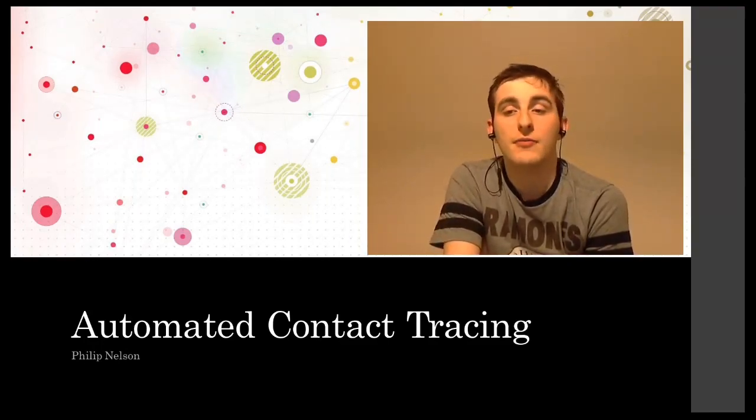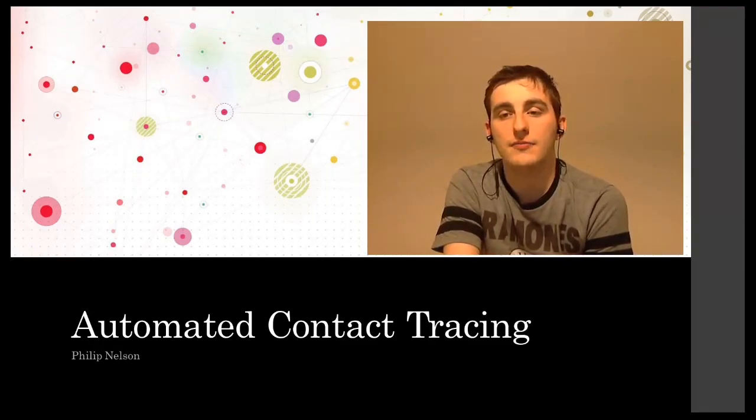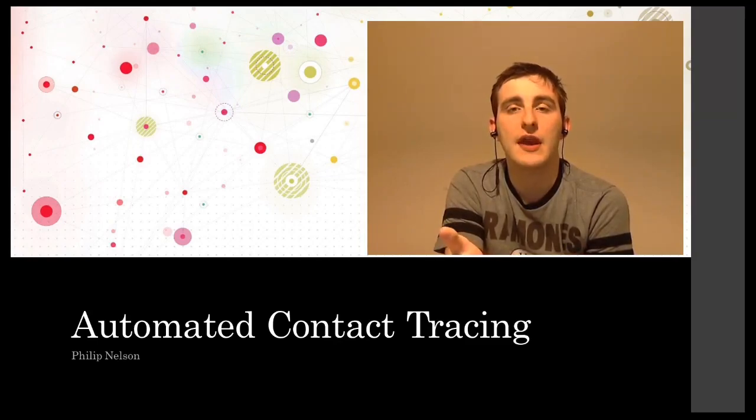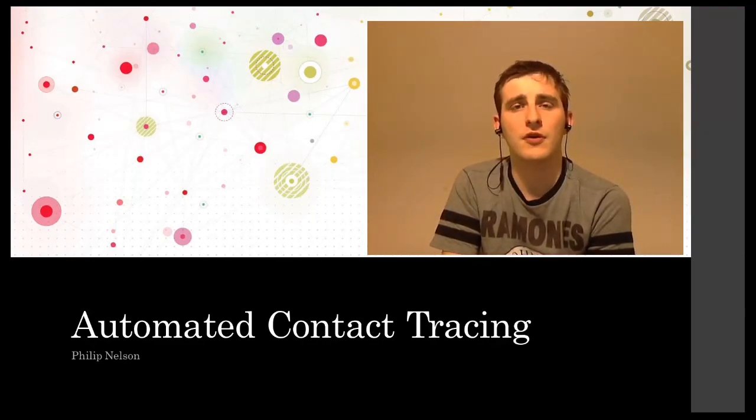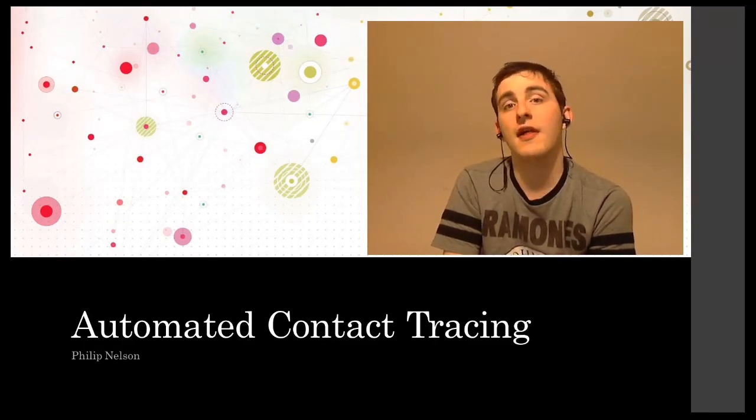So this is a very important issue right now, and I think you'll see why in a few minutes. But automated contact tracing is going to change the way we can actually identify who has an infection, and it's very important because we're dealing with coronavirus, and we'll probably be dealing with more pandemics like this as our population increases.